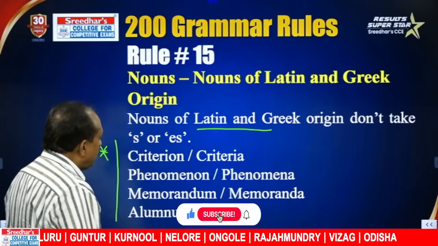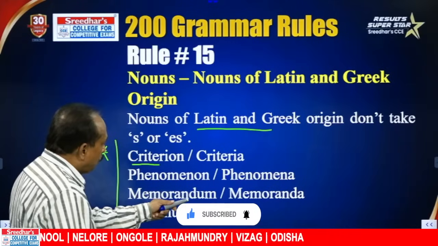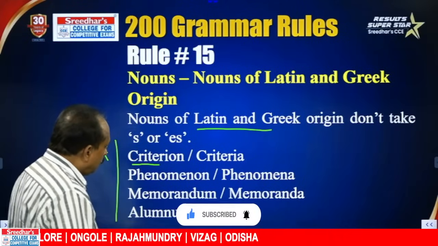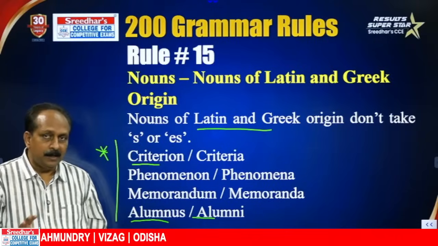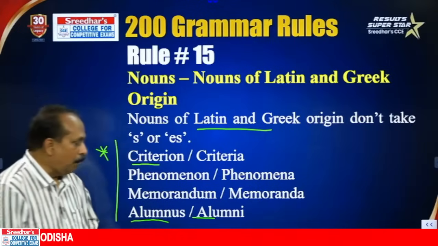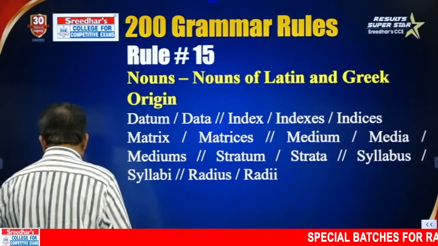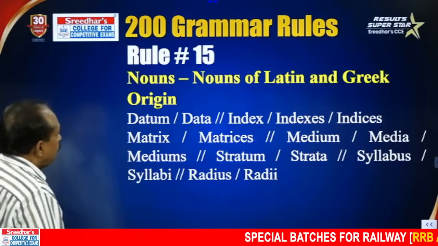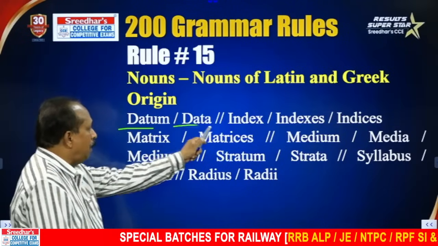Coming to the first one, criterion singular, criteria plural, phenomenon, phenomena, memorandum, memoranda, alumnus, alumni or alumni, either way it is correct. What is the meaning? Singular, old student of a particular school or college. You studied there. More examples, Latin and Greek origin, datum singular, data plural.